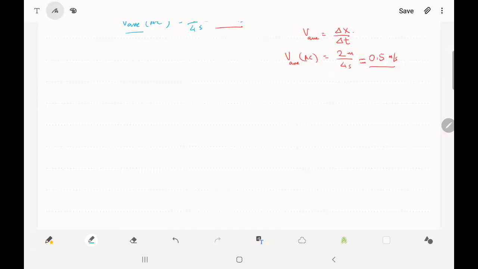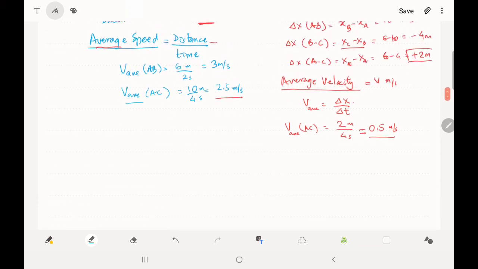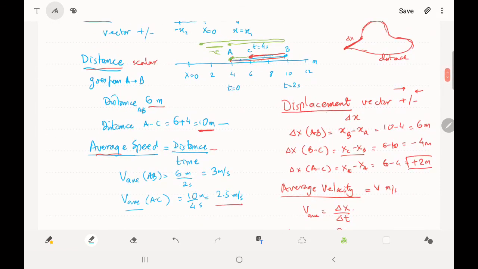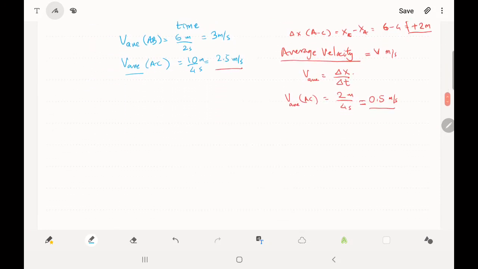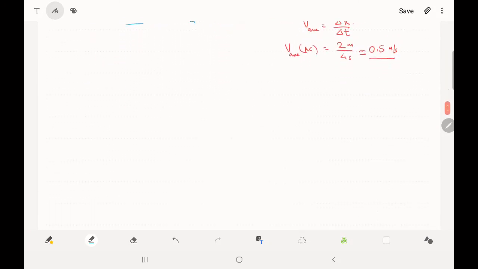Now, the average speeds do not give us any information about what would have happened as it was going along. So what would be the speed at any individual point? It is not given by the average values. For that, we need the instantaneous values. So we have the instantaneous speed and the instantaneous velocity.